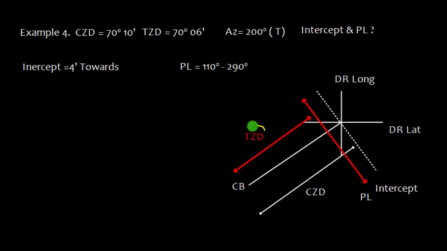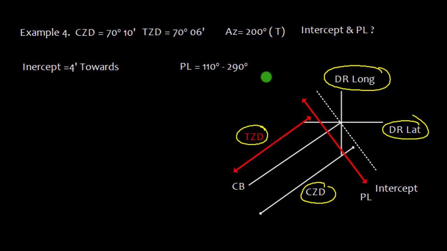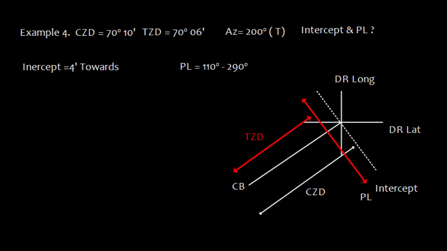Here you can see that this is the true zenith distance and this is the calculated zenith distance. We can see clearly the true zenith distance is less than the calculated zenith distance. The calculated zenith distance is taken from DR latitude and DR longitude. Alright, for the true zenith distance, there will be a PL and it will be towards the celestial body. The celestial body is here and the PL is towards the celestial body.